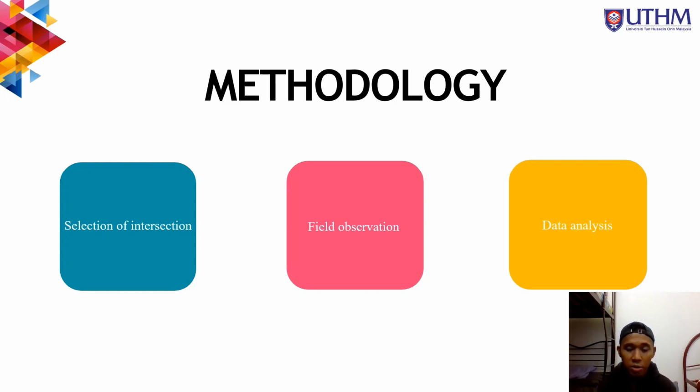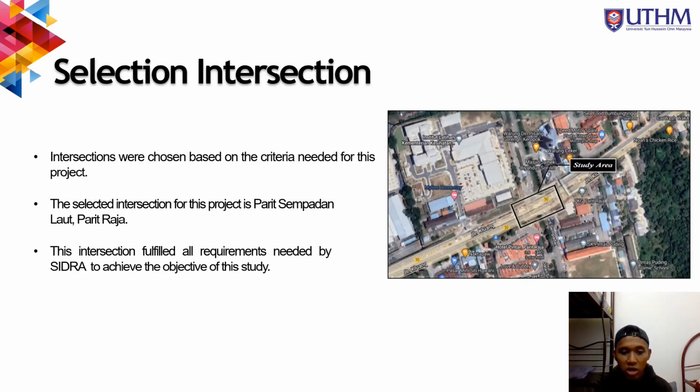Okay, next, let me explain in more detail each procedure that we use. First and foremost is the selection of intersections. The intersection was chosen based on the criteria needed for this project, which is based on the project instruction and the elements needed by SIDRA Software. The selected intersection for this project is the intersection of Sempadan Laut, Parit Raja, which is near the Hotel Pintar Parit Sempadan. This intersection was selected because it fulfilled all the requirements needed by SIDRA to achieve the objective of this study.